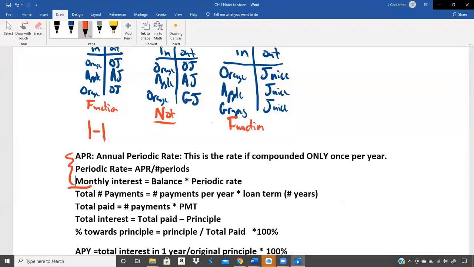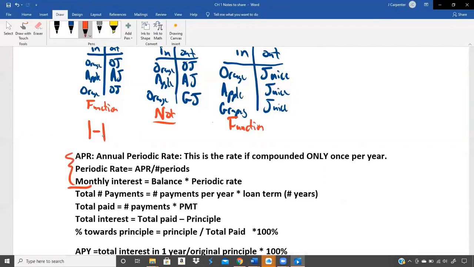How do you find a total interest on a loan? So if you borrow, say, $10,000, you might end up paying $13,000 over the life of that loan because the bank's going to make money off of you. So if you paid $13,000 but you borrowed 10, that means you'd have $3,000 in interest. You just subtract those two things.